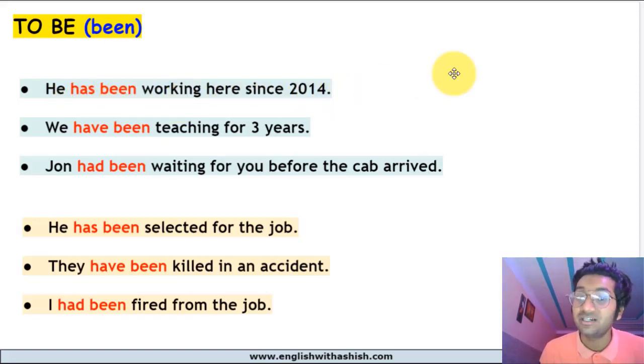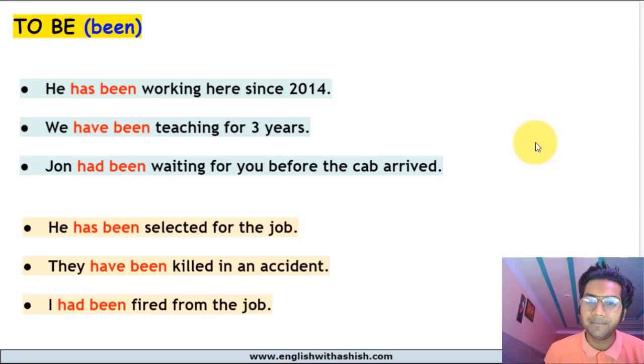This is present perfect continuous tense. Okay. We have been teaching for 3 years. Have been, helping verb, teaching, main verb. Right. Present perfect continuous tense. John had been waiting for you before the cab arrived. Past perfect continuous tense. John had been, main verb, waiting. John had been waiting for you before the cab arrived. Okay.